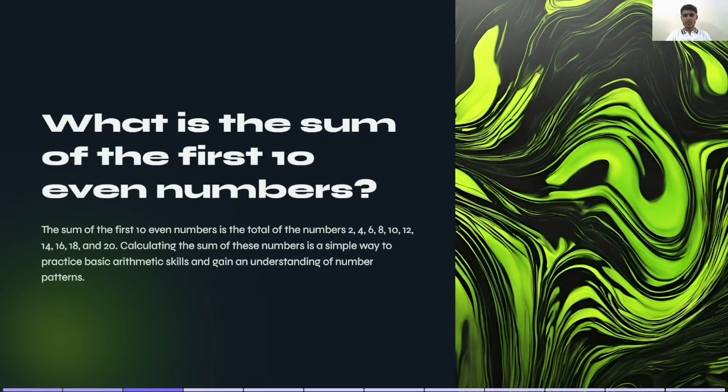What is the sum of the first 10 even numbers? The sum of the first 10 even numbers is the total of the numbers 2, 4, 6, 8, 10, and 12 up to 20. Calculating the sum of these numbers is a simple way to practice basic arithmetic skills and gain an understanding of number patterns.